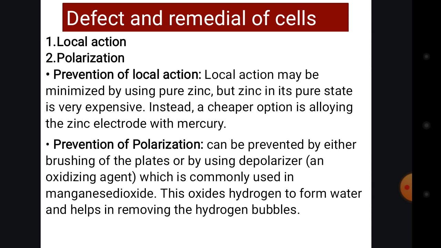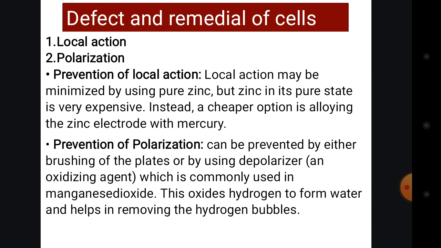So here we are to talk about the prevention of those defects of the cells. Whenever we have this kind of defect, there's a way for us to follow so that we can maintain those cells so that they can keep being used. The number one problem due to the defect of that cell also has a remedial, that is the prevention, or a way of keeping that defect from occurring.